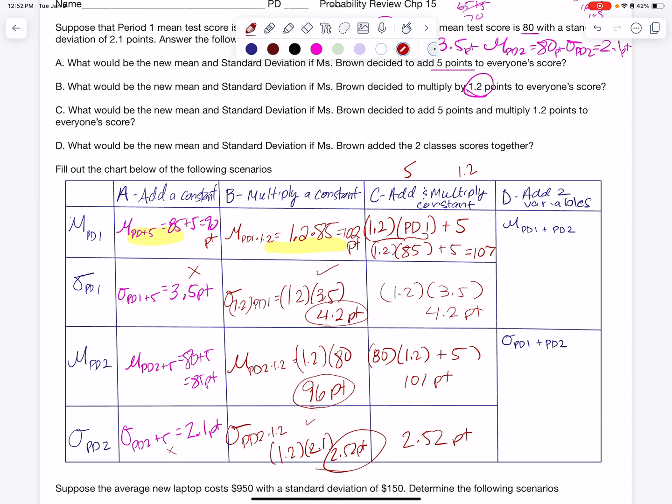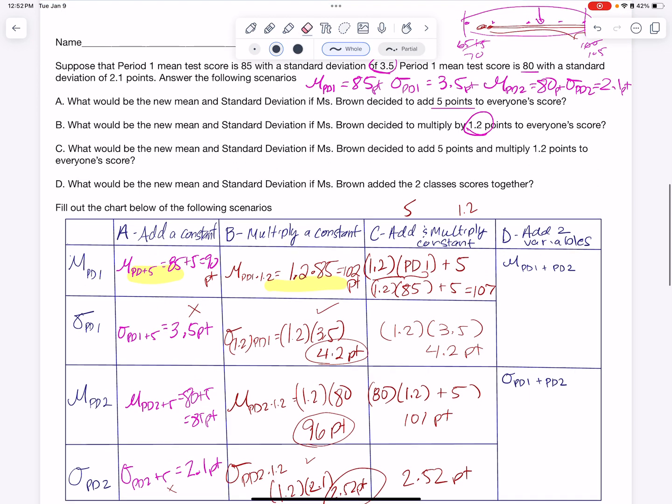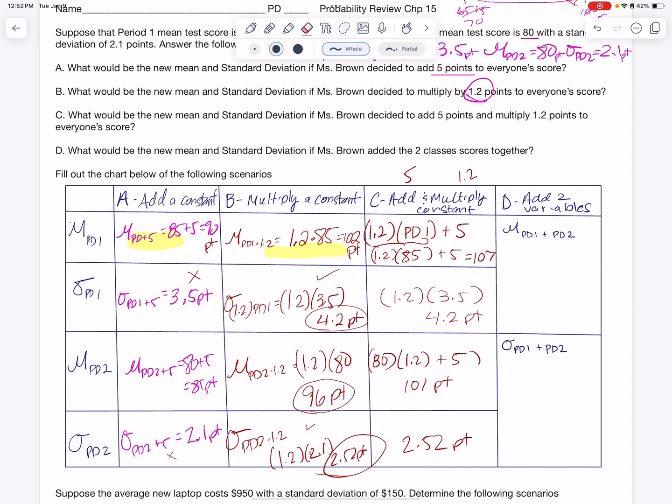Okay, and the last part wants you to add two random variables together, and it wants you to find the mean and the standard deviation. So the mean, we're going to get simple, you're just 85 plus 80, and that's going to be 165 points.